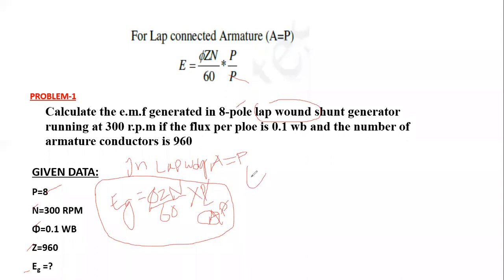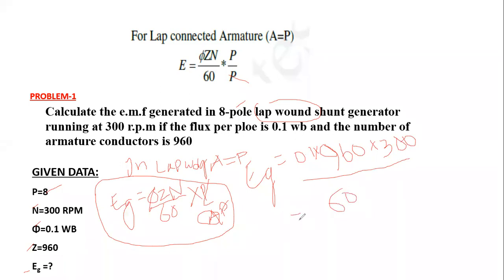Therefore, EG is equal to phi Z N by 60. Okay, what is the phi value? That is 0.1. EG, the phi value is 0.1 and Z is 960, into speed. Okay, what is the speed? That is 300, so 300 by 60.